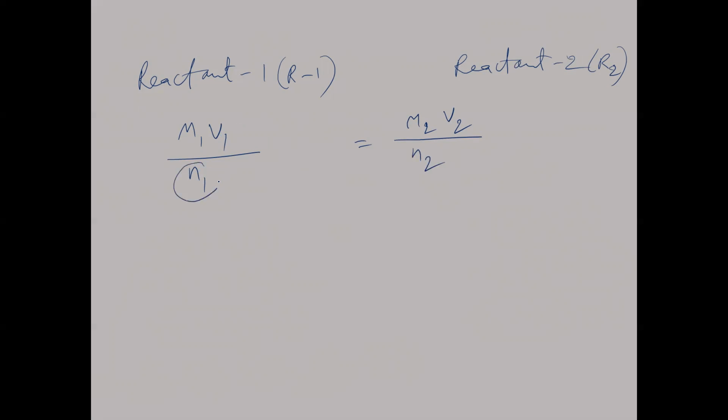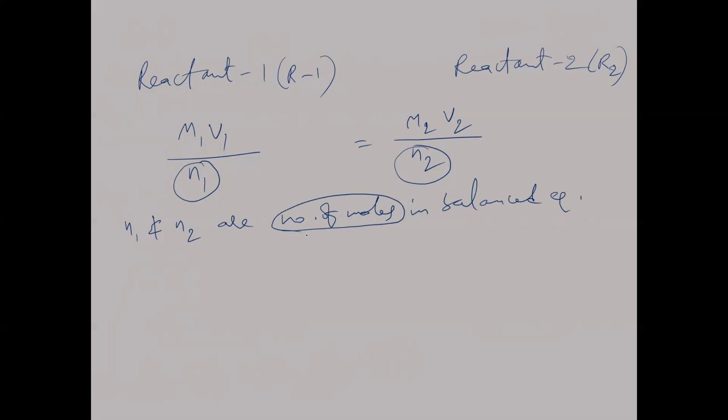Here, n1 and n2 are not n-factors, remember. What are n1 and n2 here? They are the number of moles in the balanced chemical equation, the number of moles of the reactants. For the two reactants taken, there will be a number of moles.